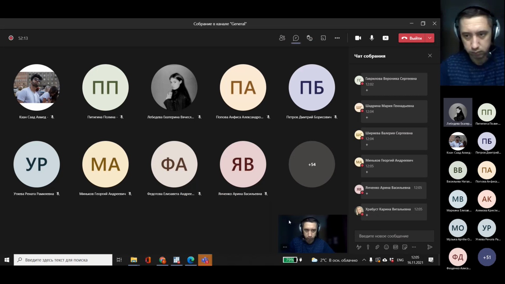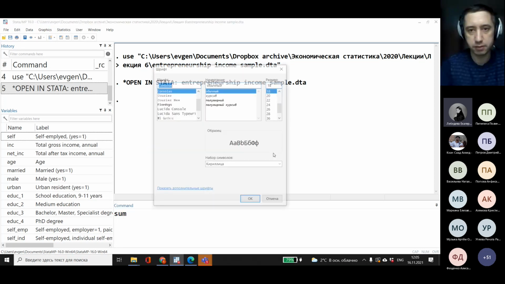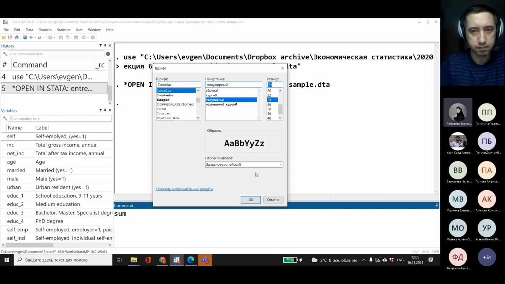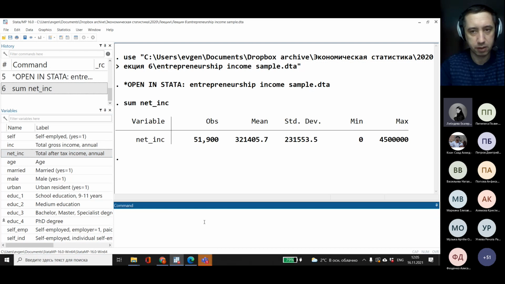All right, now let's do everything step by step. Now we have a dataset, so we shouldn't use the data calculator. First, let's analyze a variable. Let me set a larger font a little bit. Let's analyze the net income variable. You know this variable, it measures income after tax.